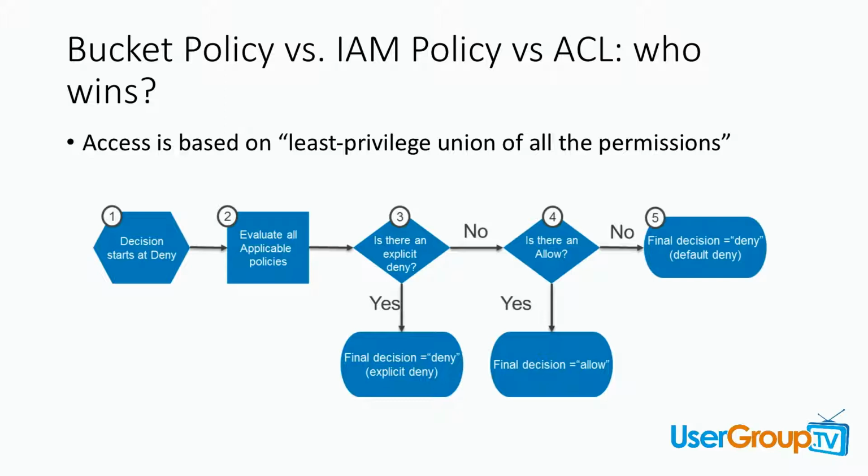If there's an explicit deny, the answer is outright deny the user access. But if there's no explicit deny, then is there an allow? And if there is, then go ahead and give access to the object. And if there is no explicit allow, then the decision is a deny. So the access is really based on the least privilege union of all these permissions.